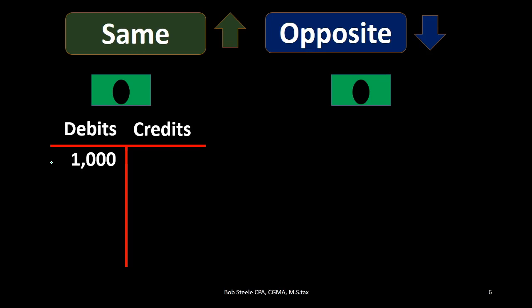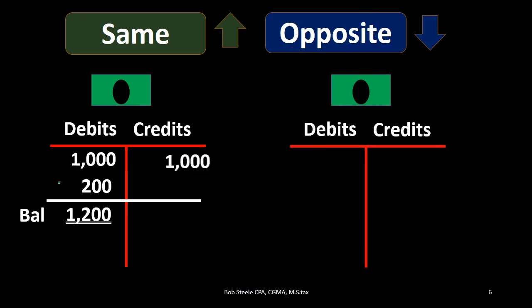If cash is going up, then we're going to do the same thing to it. If we got more cash, we're going to do the same thing. This has a debit balance in the cash account. We're going to make it go up by doing the same thing, which is another debit. So we got $200, increasing the balance, then the ending balance being $1,200.